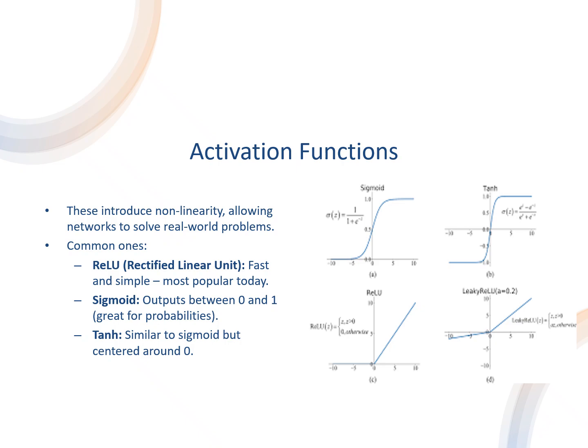Activation functions. Activation functions help neural networks learn complex, real world relationships. They introduce nonlinearity, which allows networks to solve problems that simple equations cannot. Some common activation functions include ReLU, fast, simple, and the most widely used today. Sigmoid outputs values between 0 and 1, useful for probabilities. And Tanh, similar to sigmoid, but centered around 0.